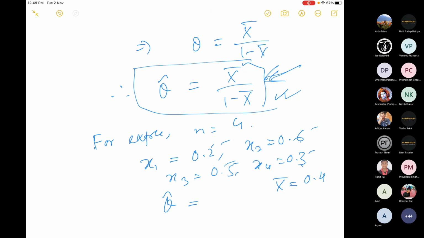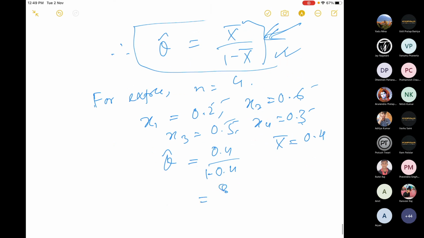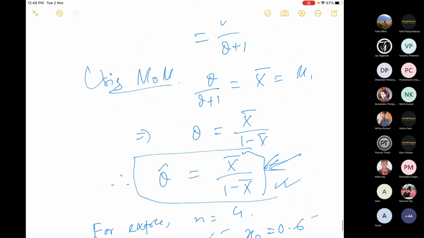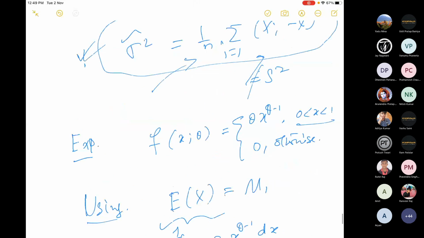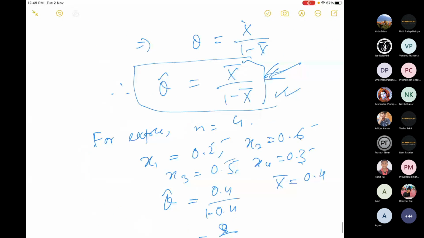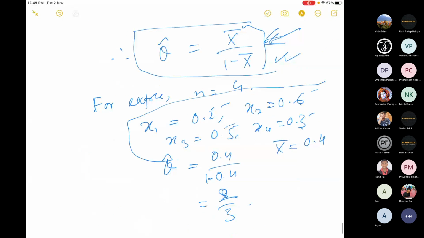Then what is the estimate? Estimate will be 0.4 by 1 minus 0.4, which is 2 by 3. Okay, this is the estimate using the sample. See, I do not know anything about theta, but if you give me sample data, let's say this is my sample data, from here I can estimate my theta. Okay, which is this. Another example.